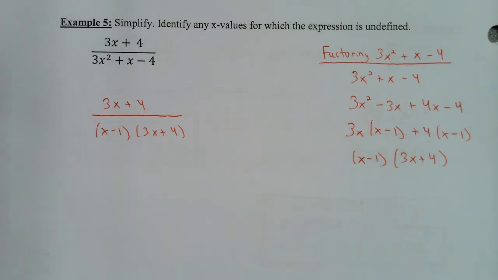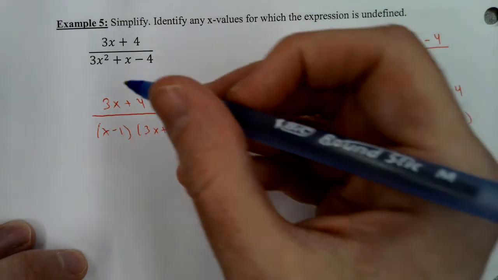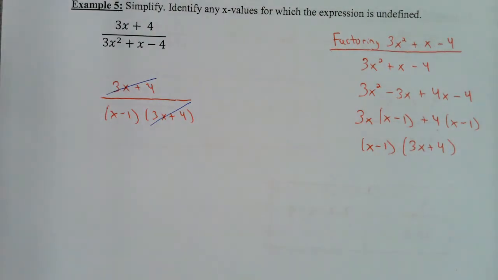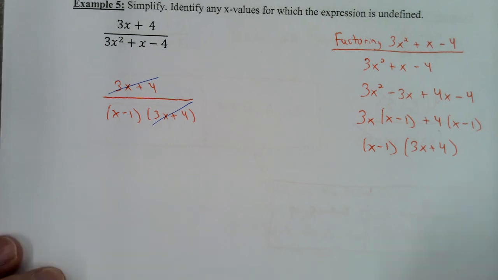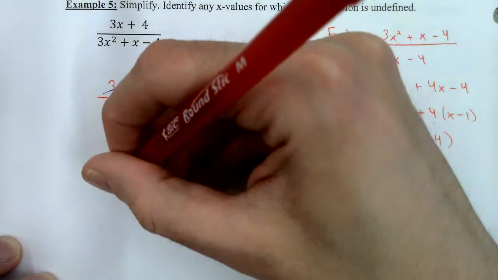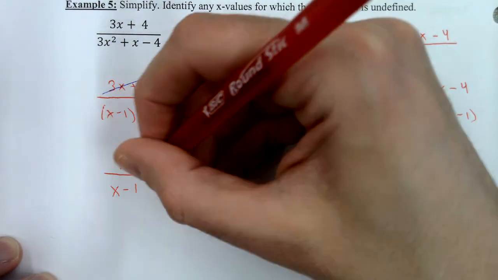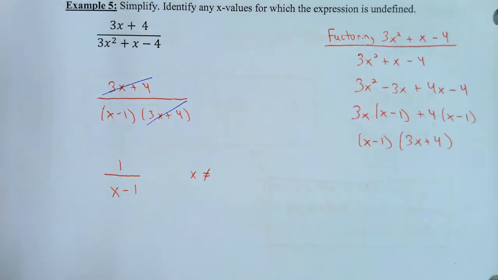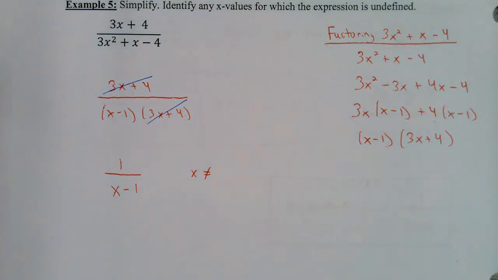Okay, so now we're going to divide out the common factor of 3x plus 4. And it leaves you with the numerator just being 1, because there's nothing left, not 0, 1. 1 over x minus 1. For the restrictions, x cannot equal 1.